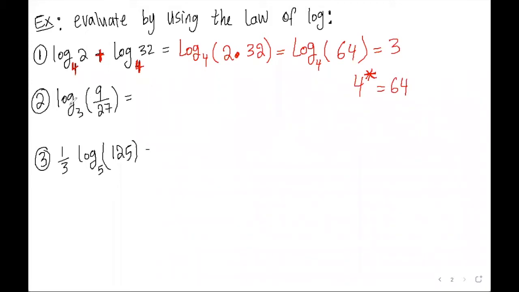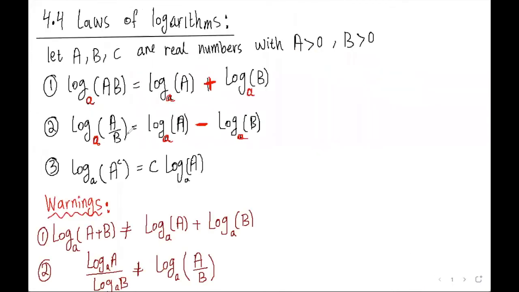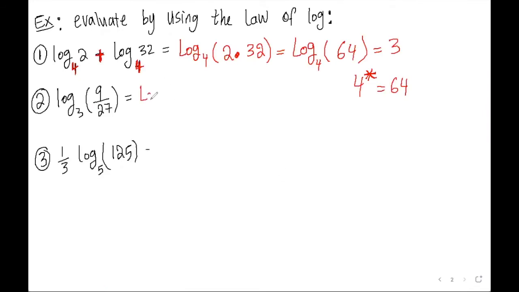Now for the second one, logarithm of 9 over 27 to the base 3. By using the properties, it is equal to logarithm of the first one minus the logarithm of the second one. So log of 9 to the base 3 minus log of 27 to the base 3. What is the logarithm of 9 to the base 3? 3 to which power gives me 9? 2. So the answer here is 2.